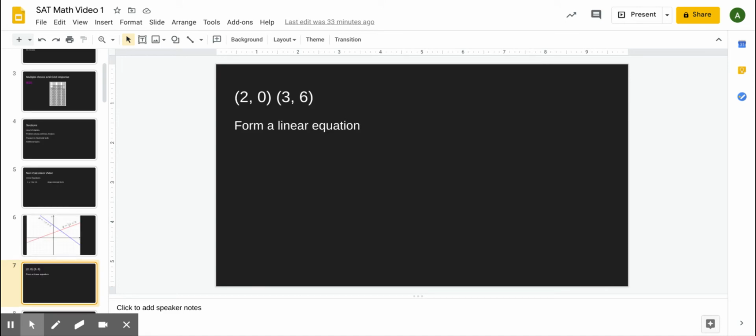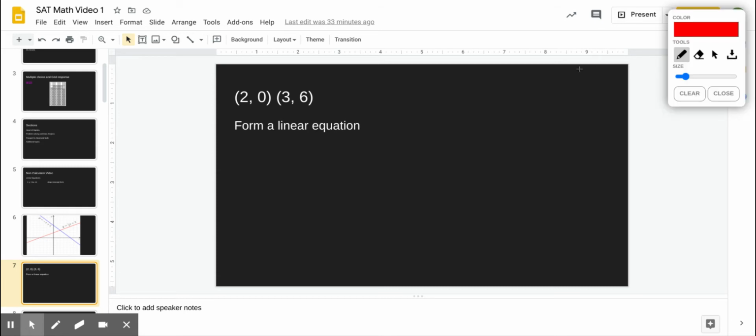Okay. So let's form a linear equation. Let's say you had these two ordered pairs, and you had to form a linear equation. Well, you should know the change of y over the change of x, something you probably learned in middle school, the rise over the run. And the formula for that, if you remember, is y2 minus y1 over x2 minus x1, and that will give us m, which is the slope.